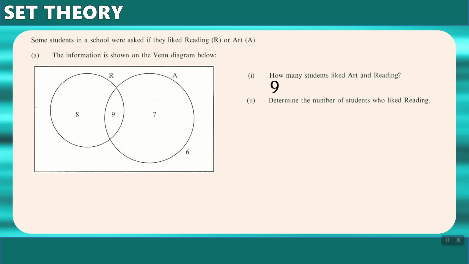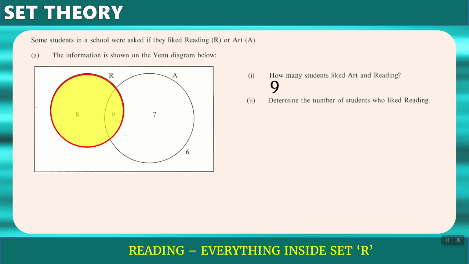Part 2 says, determine the number of students who liked reading. We know that reading is the circle represented by the letter R, and it's everything inside of set R. And so here's set R, and inside we can see the numbers 8 and 9, and so we have to add them together. 8 plus 9 is 17. And so the number of students that like reading is 17.